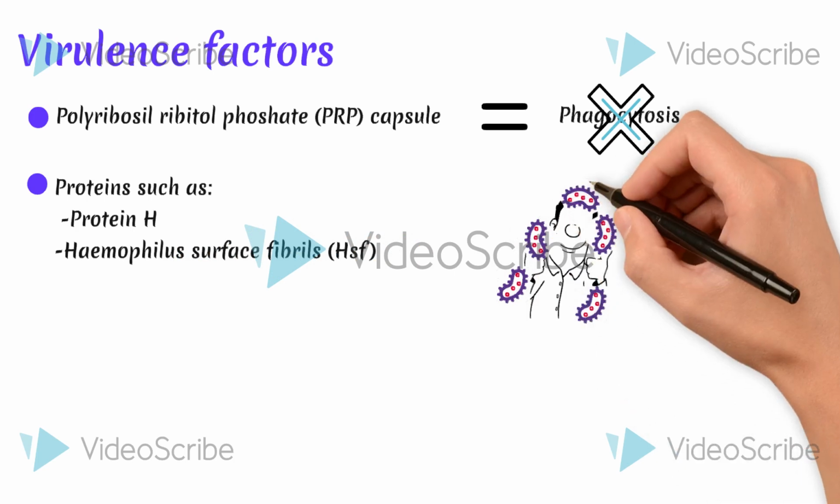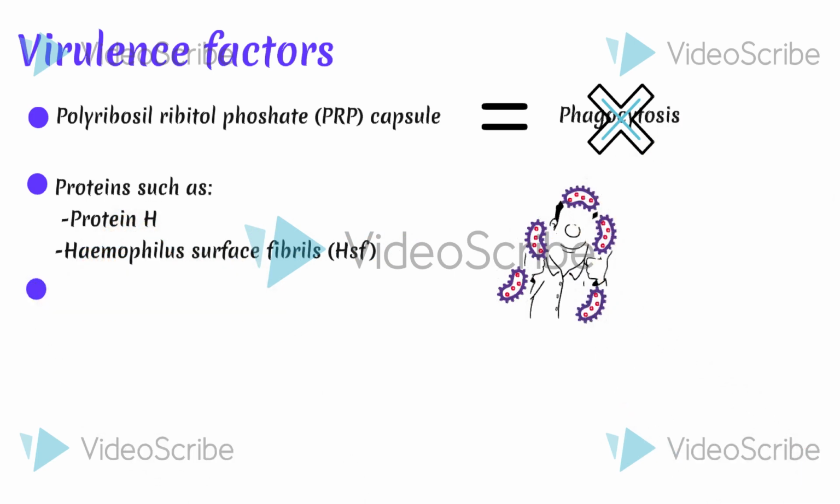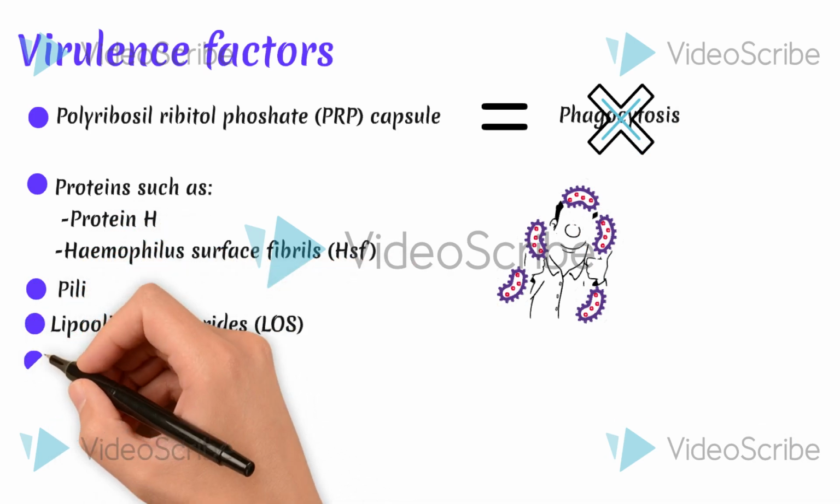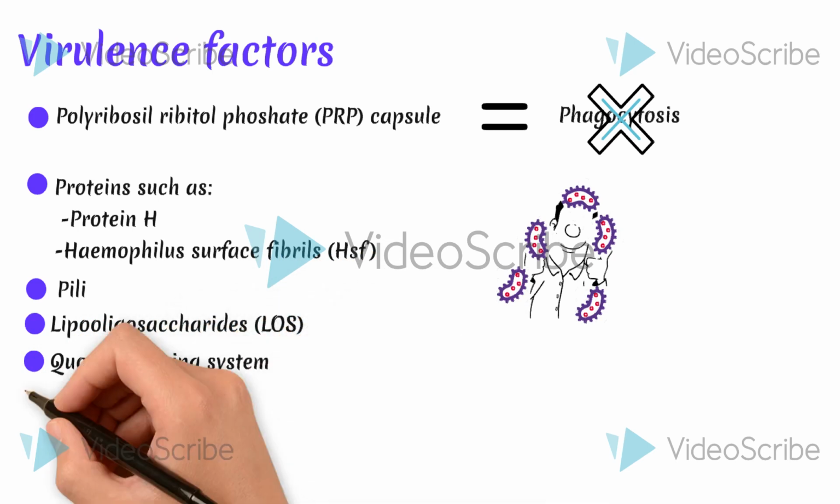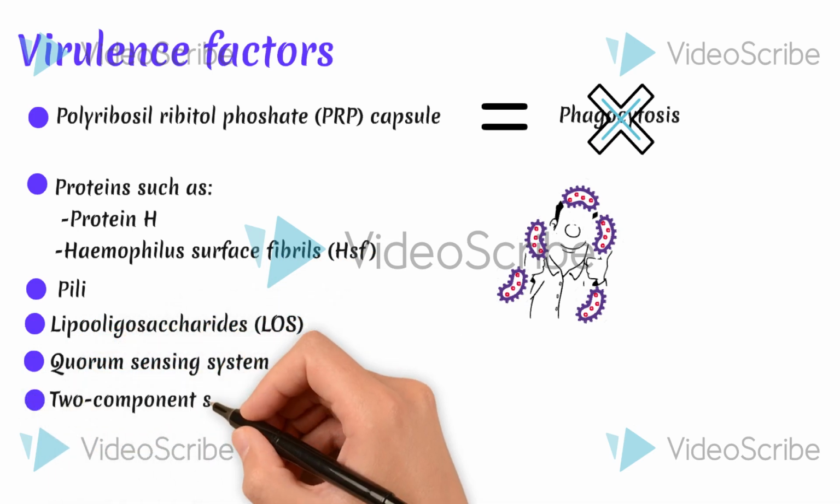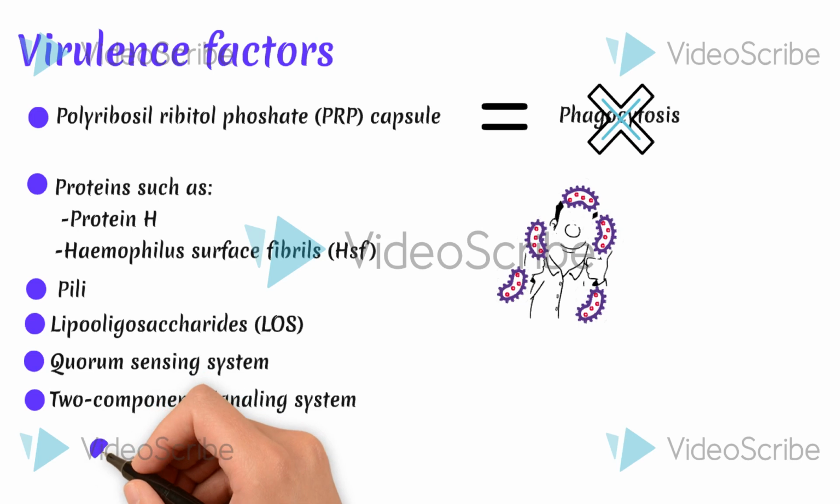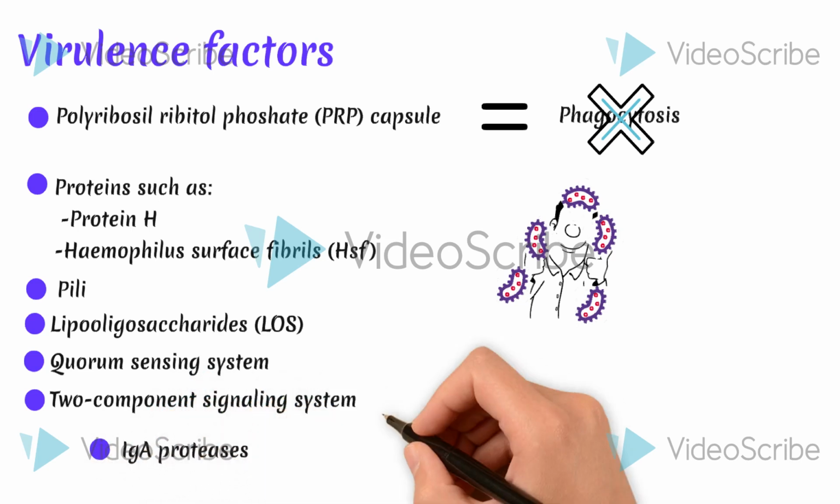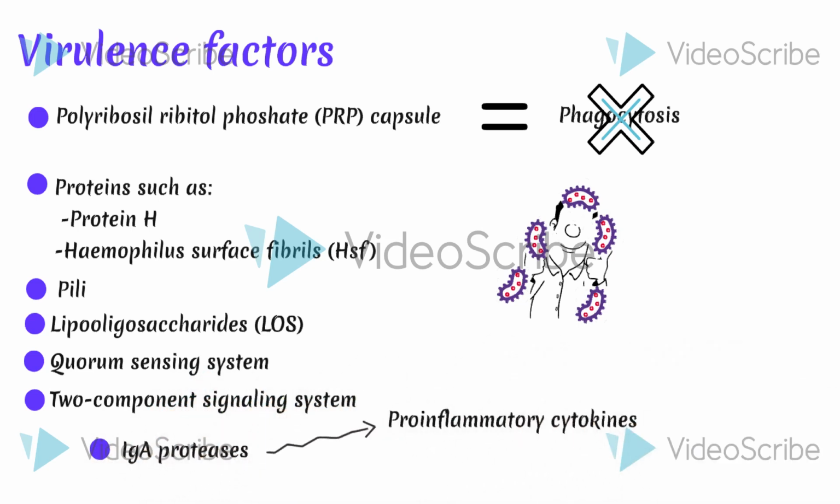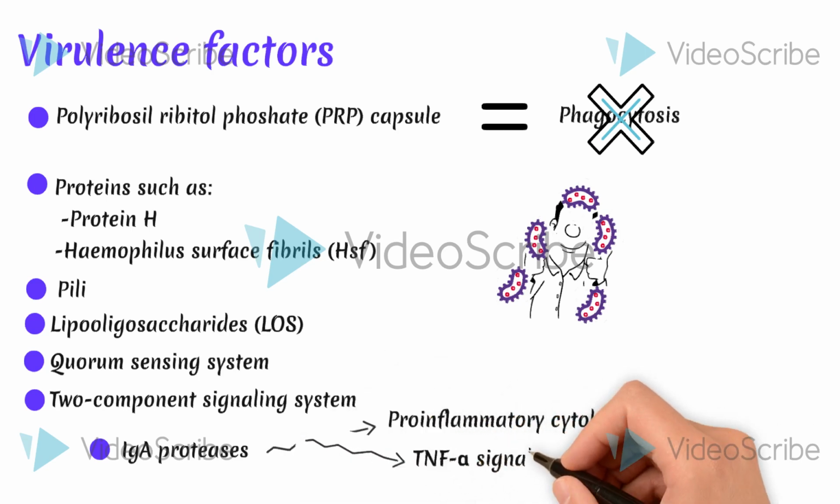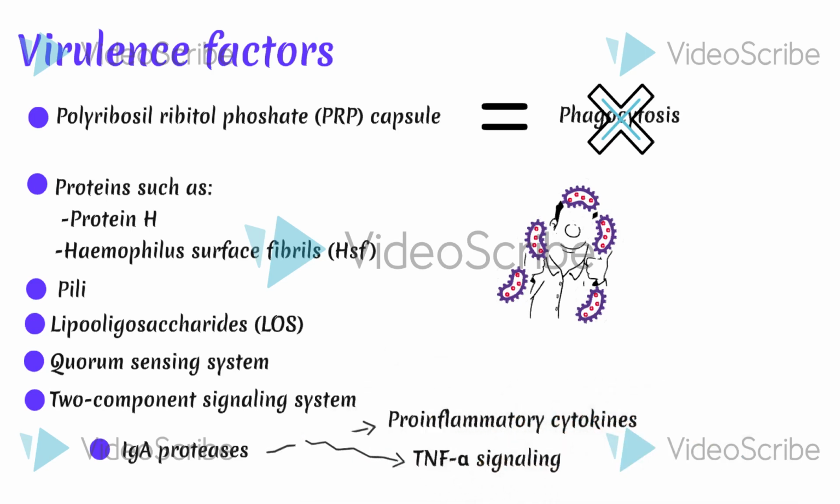Other virulence factors of Haemophilus influenzae are pili, lipooligosaccharides, quorum sensing system, and a two-component signaling system, which promote adhesion to the host cells and biofilm production, highly related to its antibiotic resistance. It also has IgA proteases, which destroy the IgA that protects mucosal barriers in the nasopharynx, and stimulates production of a pro-inflammatory cytokine, and alters tumor necrosis factor alpha signaling.